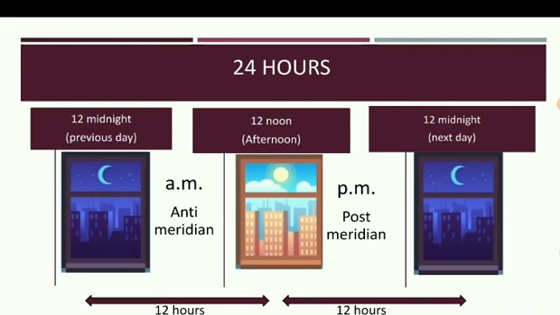Let's take an example. If you get up in the morning at 6, you will say I get up at 6 a.m. and if you go to play at 6 o'clock in the evening, then you say I go to play at 6 p.m. You get up at 6 a.m. and you go to play at 6 p.m. So from AM PM you will know that AM is morning and PM is in the evening.